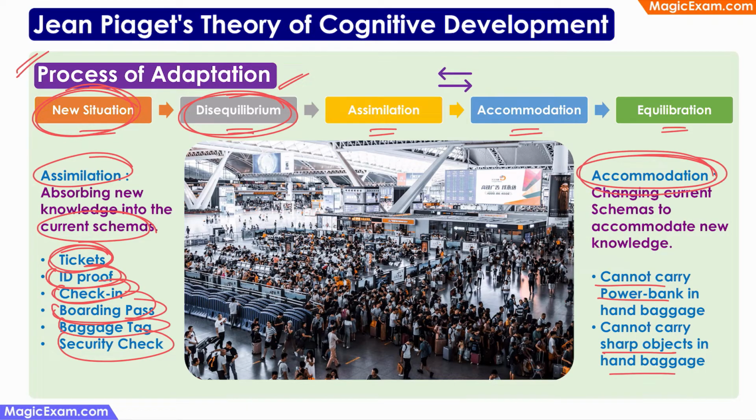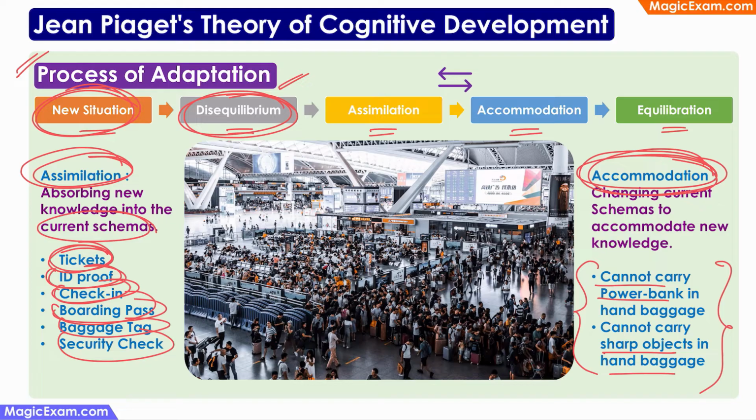So I have to accommodate, or I have to change, my current schema, which says that I can carry anything. I have to change it to tell myself that these are things that I cannot carry in my hand baggage if I am traveling by flight. Therefore, I assimilate some information and I accommodate some information.